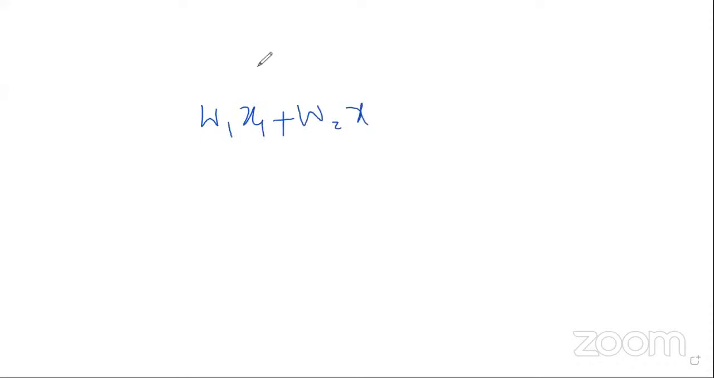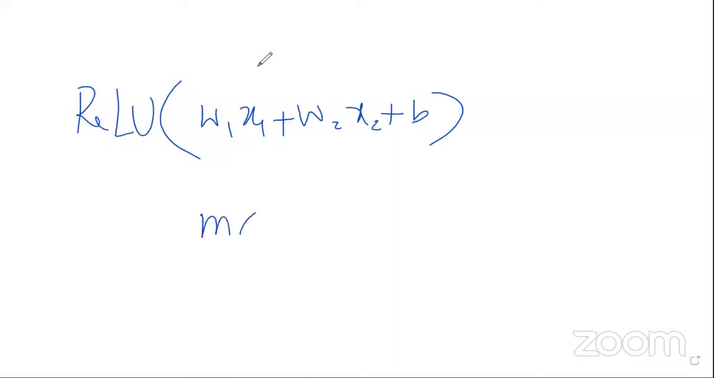W2 X2 plus B, right? Yes. You take the derivative of this. So here I apply ReLU, right? ReLU will be equal to max of this quantity, let me call it L, and 0, right?